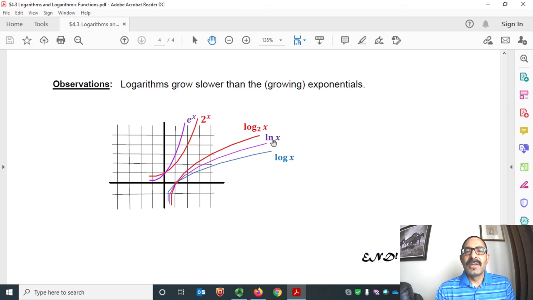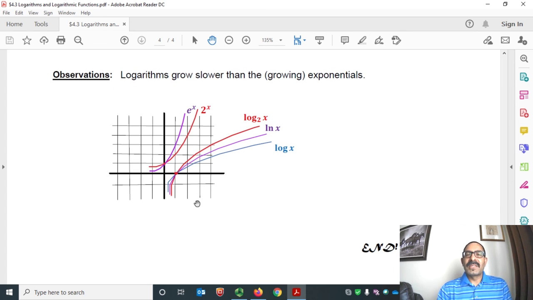here the base is e. Base e means 2.7182, and then here the base is 10. So I hope this comparison makes sense to you all.